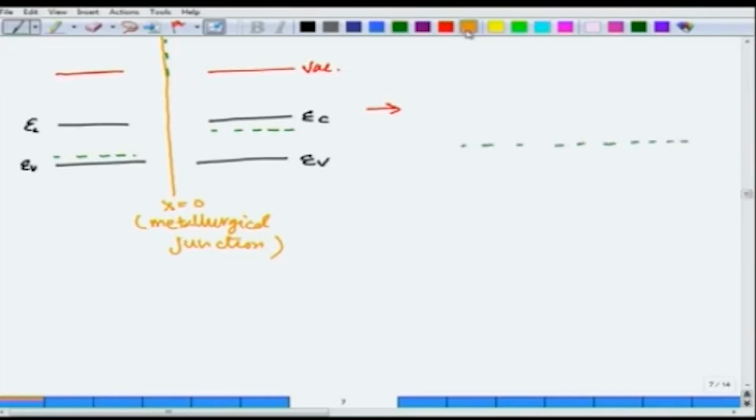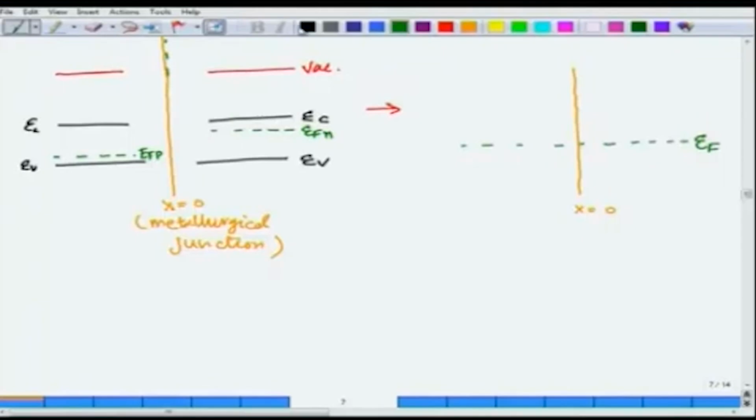If this is where the metallurgical junction lies, at x equal to 0, then we know that this is EF on the n side and this was EF on the p side. Now when we join them, there should be a common Fermi energy. Fermi energy cannot be different. If there is a gradient in Fermi energies, carriers will flow from wherever the energy is higher to the other side until they come into equilibrium. Okay, so now let's join them.